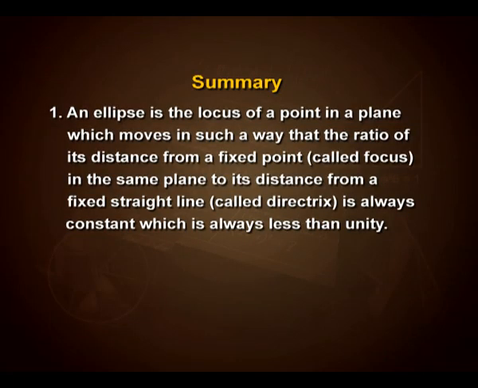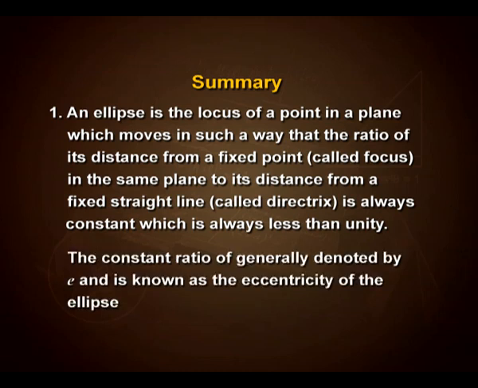Now, students, let us summarize the concepts we have studied in this chapter. An ellipse is the locus of a point in a plane which moves in such a way that the ratio of its distance from a fixed point called focus in the same plane to its distance from a fixed straight line called directrix is always constant, which is always less than unity. The constant ratio is generally denoted by e and is known as the eccentricity of the ellipse.